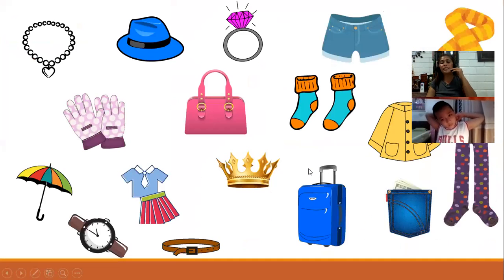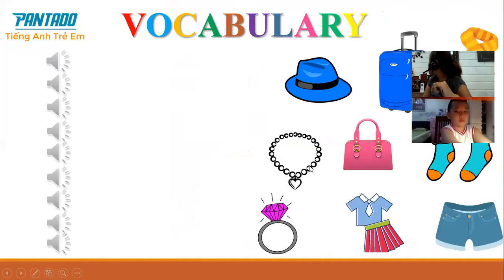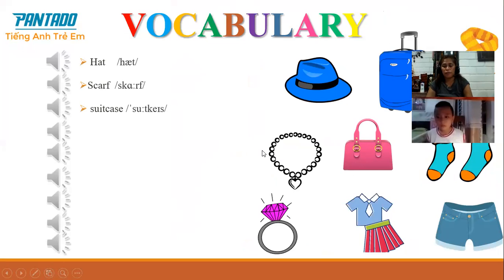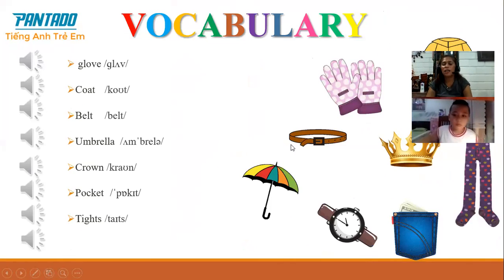Okay, so last time, we need to discuss now, so at least we can finish early. Hat, scarf. Okay, so we have uniform here. Ring, sock, glove, belt, umbrella, pocket.